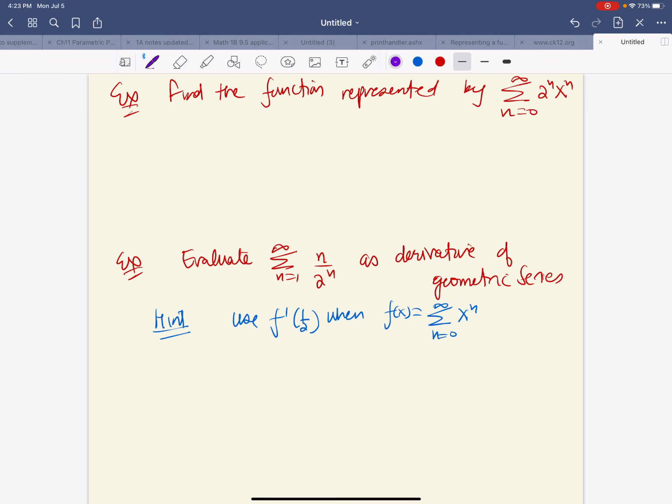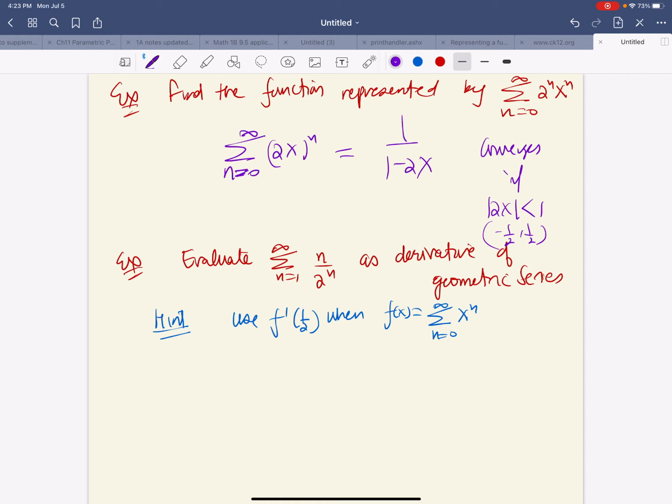Find the function represented by summation n equals 0 to infinity 2 to the power n x to the power n. So what function is represented by this power series? We can write it as summation n equals 0 to infinity 2x to the power n, which would be 1 over 1 minus 2x. This function converges if the absolute value of 2x is less than 1, which means I'm going to be between negative half and positive half. It's a geometric series. A geometric series never converges at the endpoints because then your r is equal to 1.